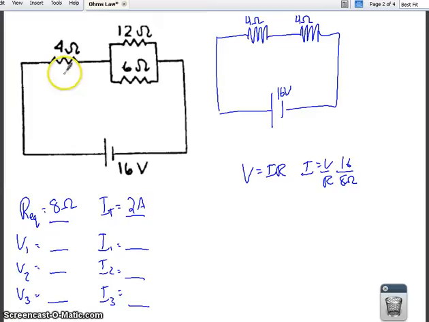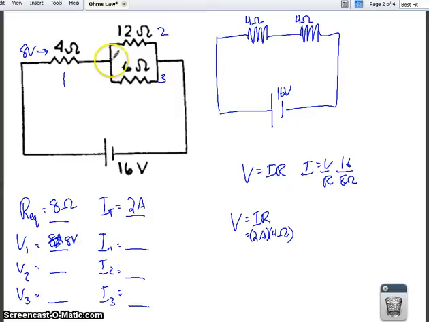So I'm going to call this resistor 1, 2, and 3. Okay, 1, 2, and 3. So the voltage in series, remember, because this 4 is in series with these two, voltage is equal to I times R. So the current is equal to 2 amps. The resistance is equal to 4 ohms. So my voltage through this is 8 volts. Okay? So that's 8 volts going into this one.